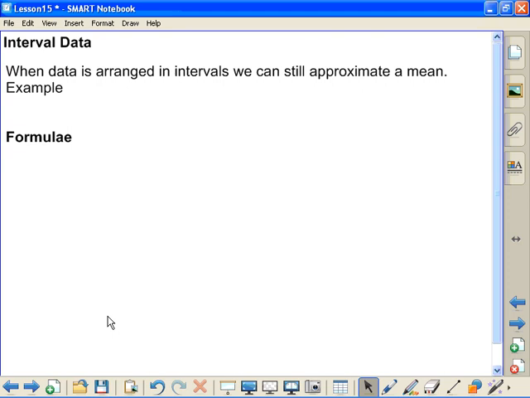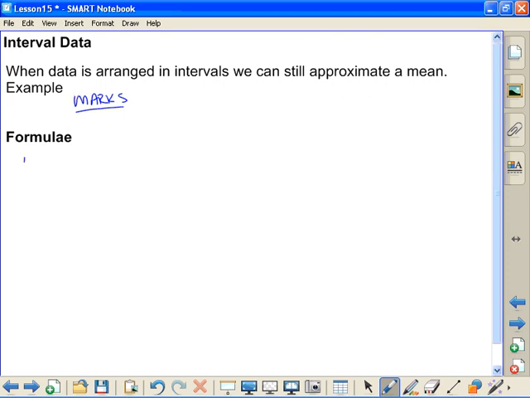The final example I want to talk about is interval data. In an earlier lesson, you learned how to take large quantities of data over a wide range and break it into intervals. So here we're looking at when data is arranged in intervals, we can approximate the mean. The example, if you recall, was with marks.